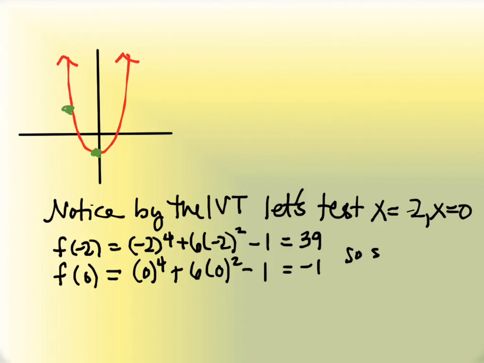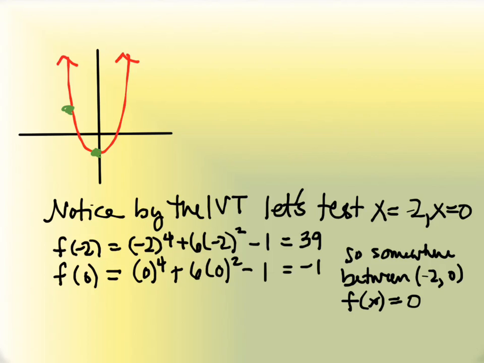So somewhere between -2 and 0, f of x equals 0. It crosses the x-axis, right? Because at -2, we're above the x-axis at 39, and at 0, we are below the x-axis at -1. So somewhere between those values, it definitely had to cross the x-axis. So that's one of our solutions for sure.